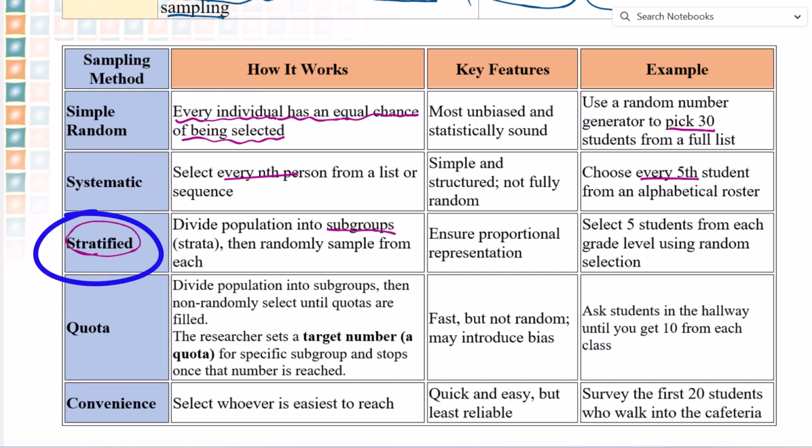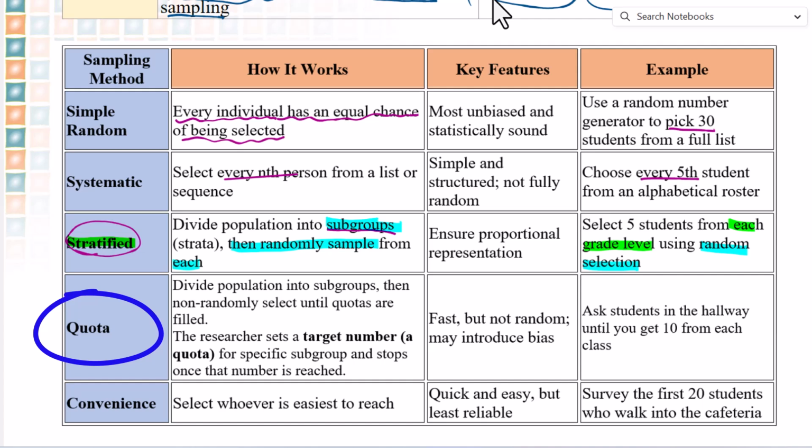Stratified. Divide the population into subgroups called strata. Randomly select samples from each stratum. For example, select 5 students from each grade level using random selection. Each grade level, this is dividing the whole population into subgroups. Then select 5 students from each grade level randomly. This will be stratified.